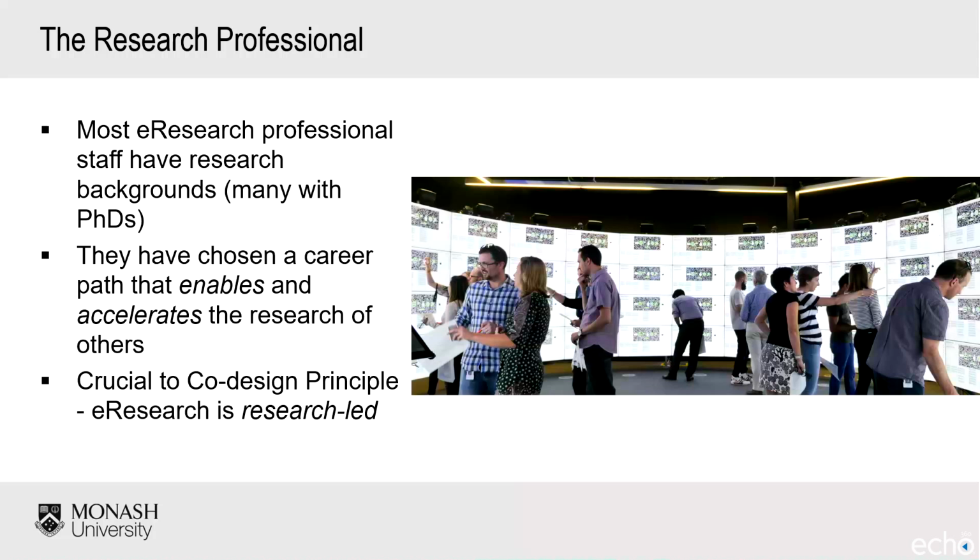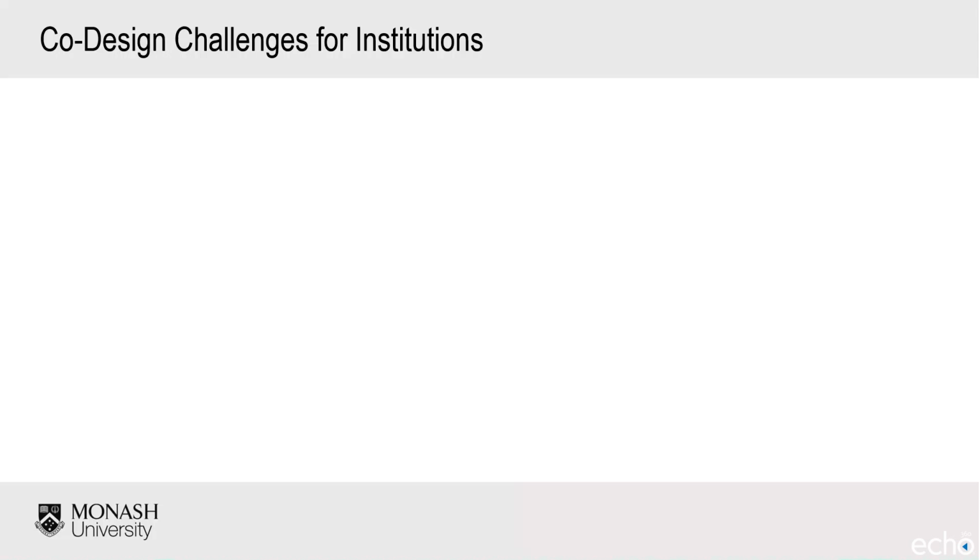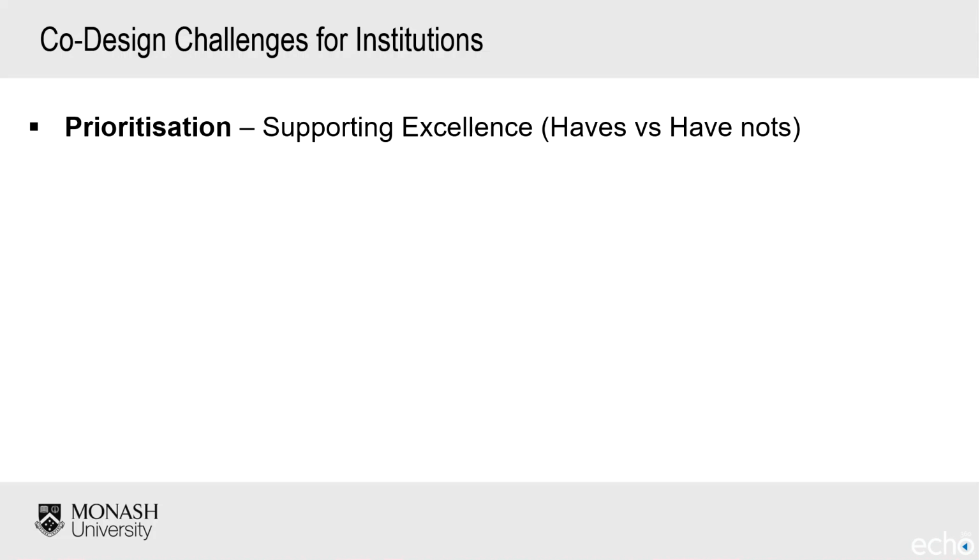And this is crucial to the co-design principle. Having these research professionals, they are the ones who are acting as the glue. And this is linked to a number of challenges that institutions face when establishing this type of program. Prioritisation. How does the organisation prioritise? And I have to say, it actually begins by supporting excellence within your organisation. And of course, inevitably, that will mean that there are some haves and have-nots. We are driven to be everything to some key research groups, particularly centres of excellence.